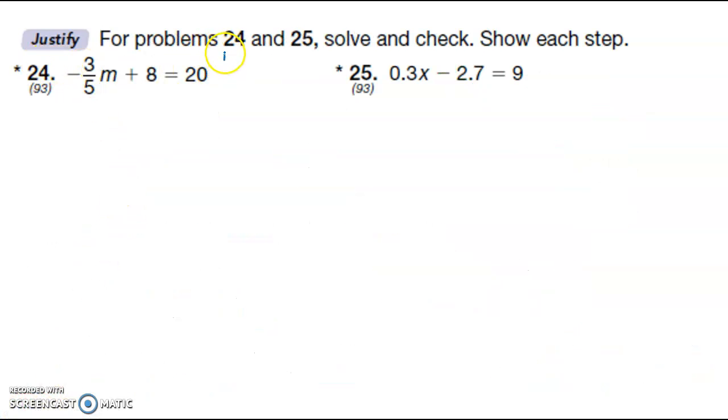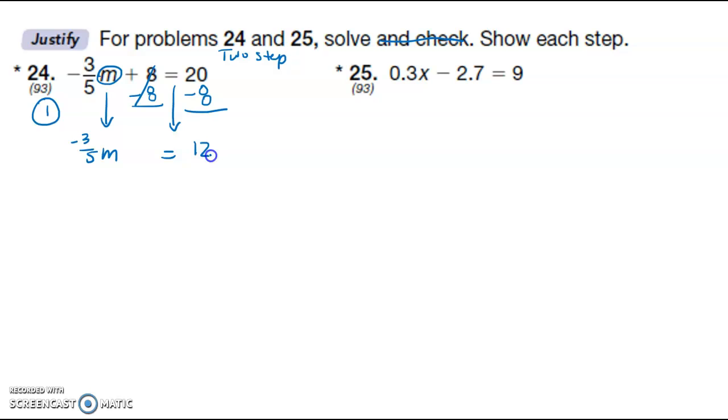Okay, so these are my two-step problems. We're not going to check it. The first thing that we have to do is either add or subtract. We're trying to get m by itself. So I'm going to get rid of this 8. What I do to one side of the equals, I have to do to the other. My -5, m comes down, 8 goes away. My equals comes down, 20 minus 8 is 12.